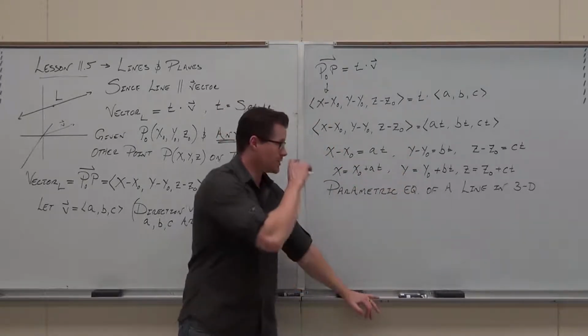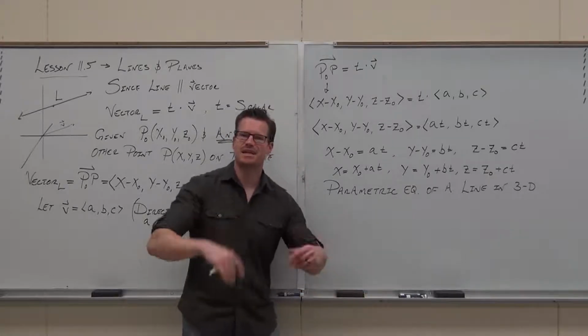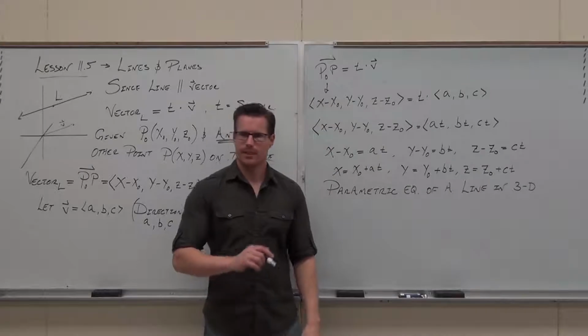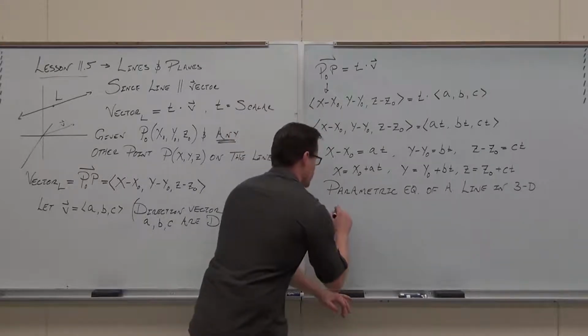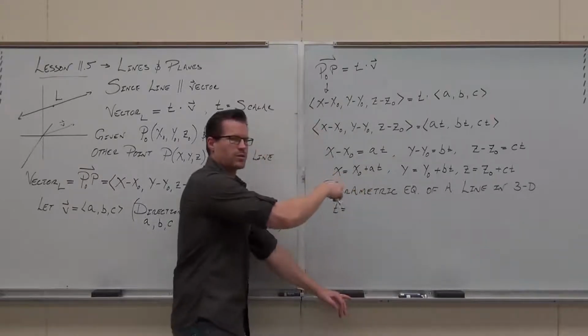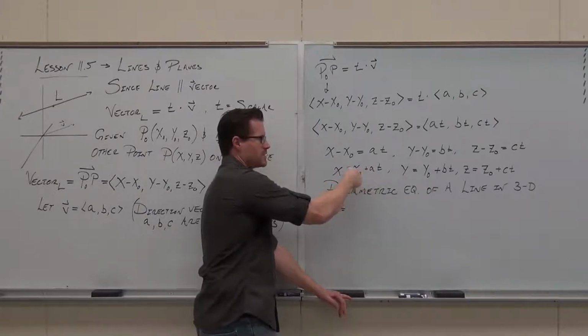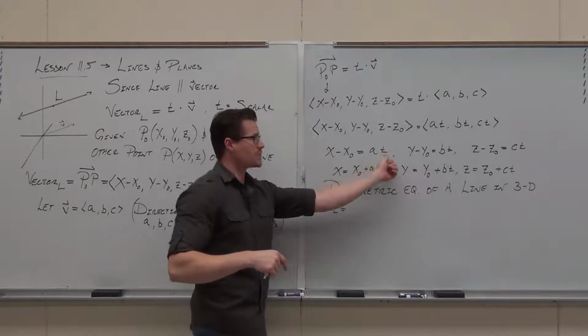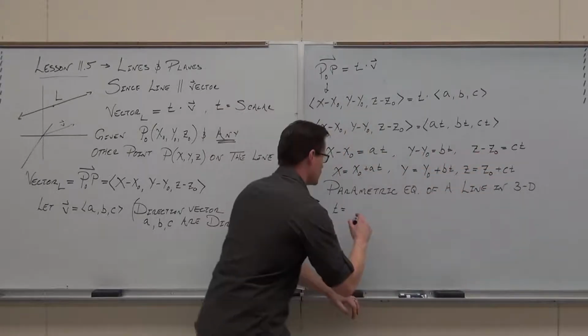Now here's my next question. Since it's the same T, can you solve each of these for T? Yes. Let's try that. I'm going to do it real quick. So T equals x minus x0 over a. You could actually do it from here. This is probably easier. Solve for T here, here, and here.